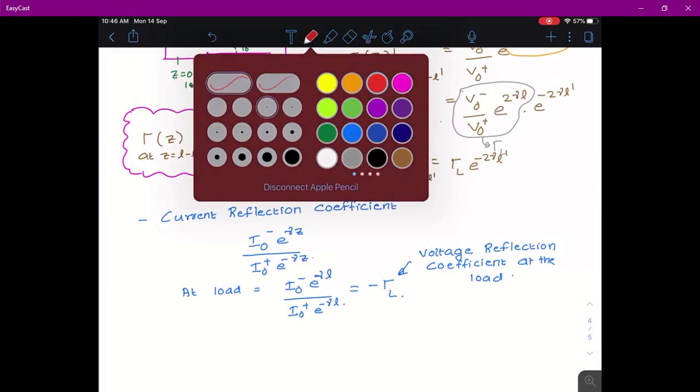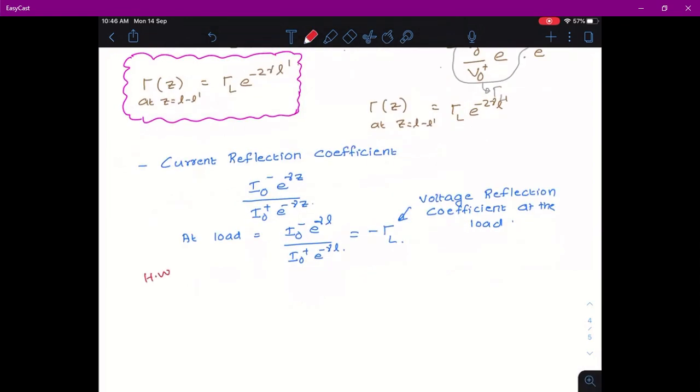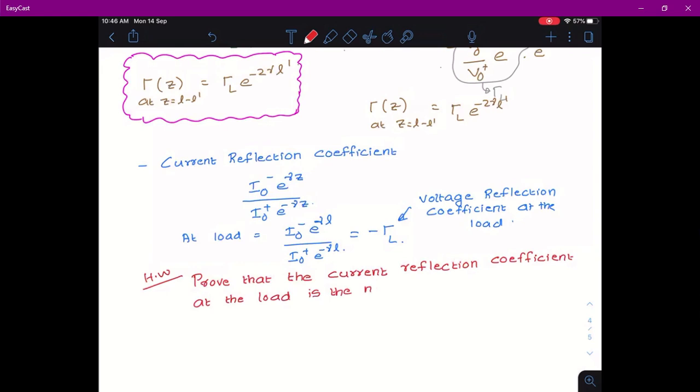So, your homework is to prove that the current reflection coefficient at the load is the negative of the voltage reflection coefficient.